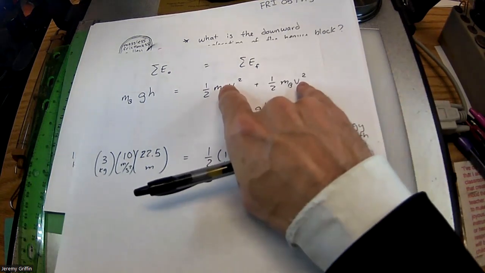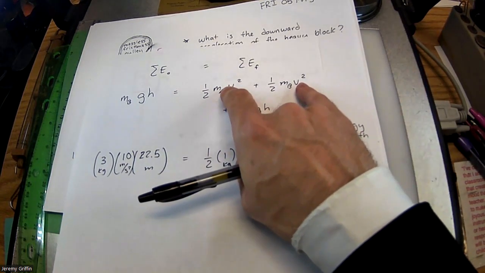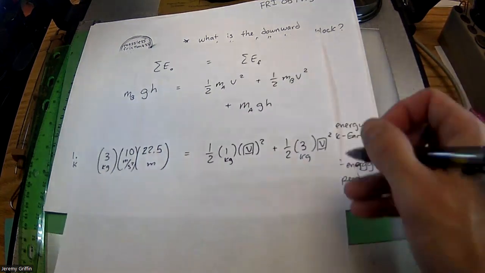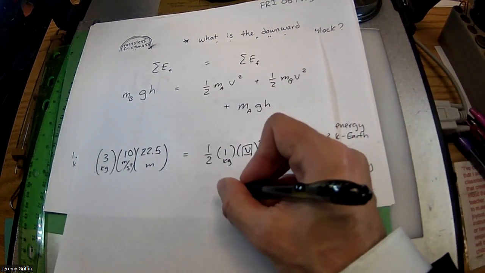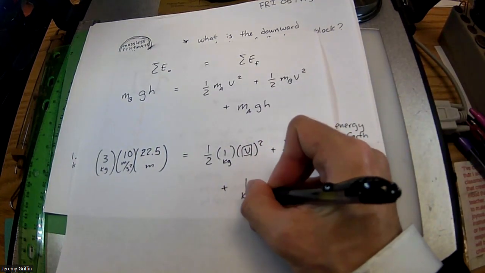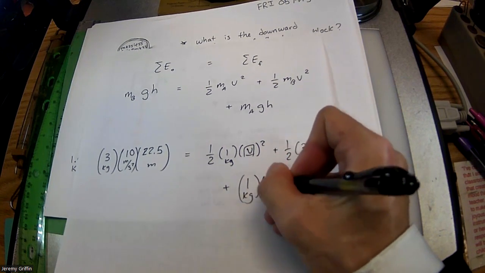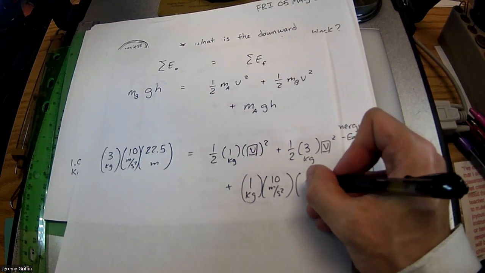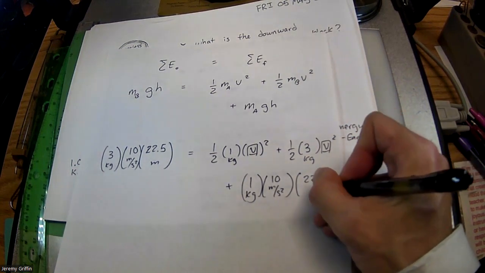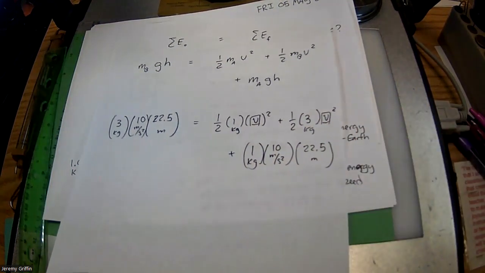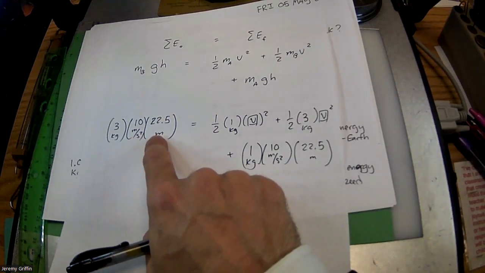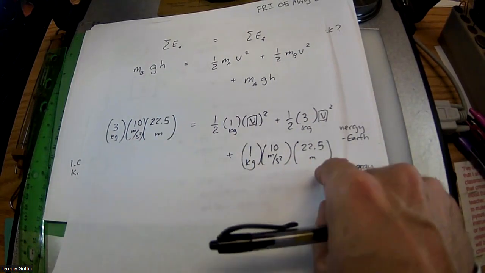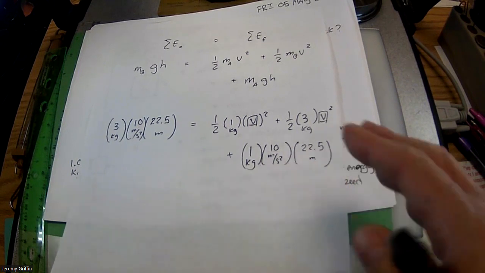I didn't put subscripts on these because I could say V finally, but it's the same speed, right? One's going up, one's going down, opposite directions, but same speed. Plus 1 kilogram at 10 meters per second squared, and then it's moved up 22.5 meters. This one was at the height of 22.5 meters, went down to 0. This one was 0, went up 22.5 meters. That's one way to think of it.